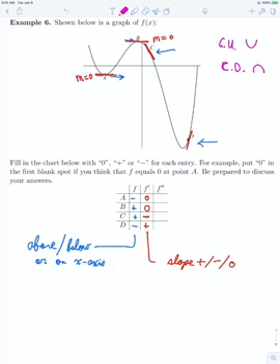Okay, so at point A, I have a cup shape. There it is. And so the second derivative is positive. At point B, I have a frown shape, and so the second derivative is negative. Point C is actually still on the frown, I would say. So I would say C is also negative. And point D is on a cup. It's on the side of the cup, and so I would say that's positive.